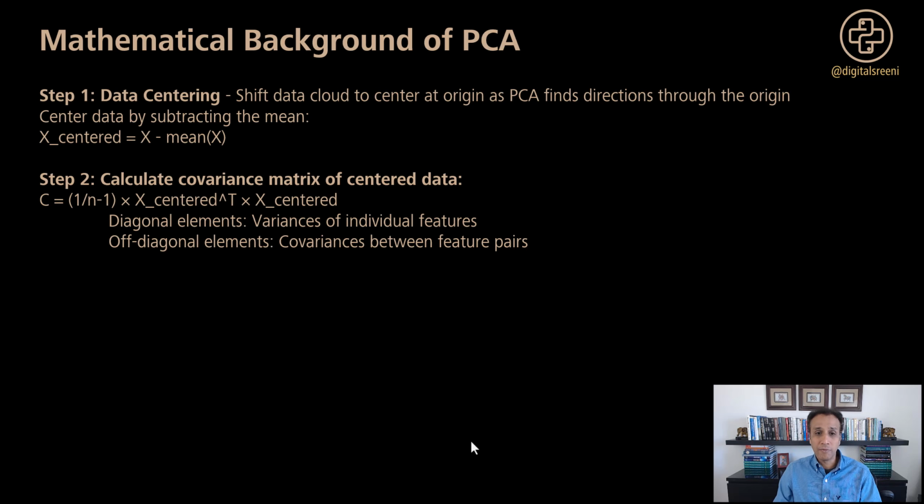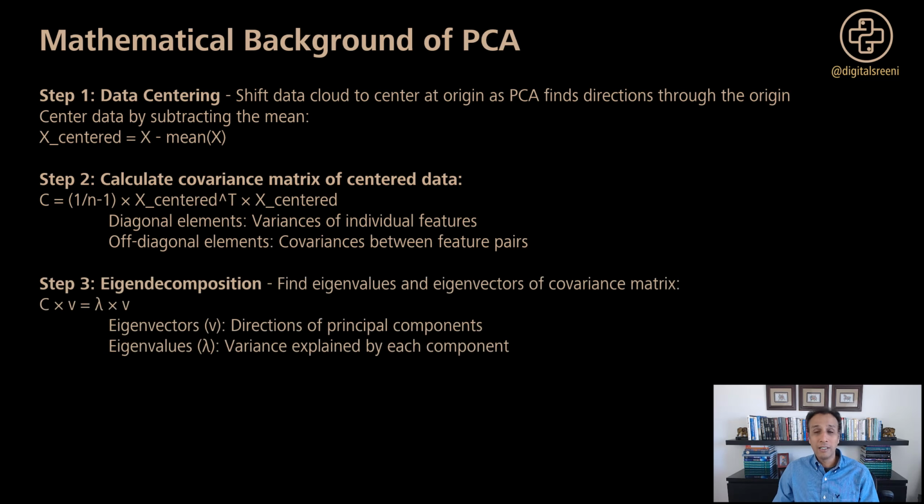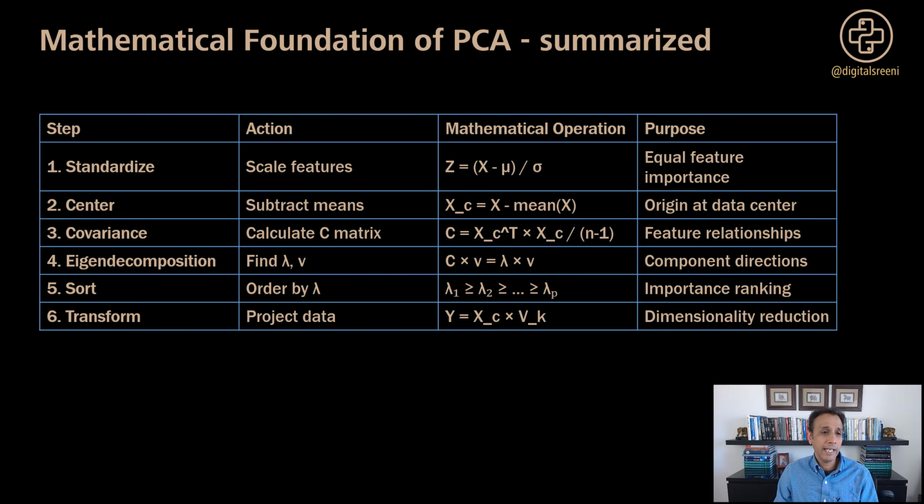And diagonal elements obviously are variances of individual features, and off diagonal are covariance between feature pairs, feature 1 versus feature 2, area versus texture in our example, for example. Once you have this, then you calculate the eigenvalues and eigenvectors. So this is called eigendecomposition. So you calculate the eigenvalues, which is basically the amount of variance, and eigenvectors is the direction of these principal components.